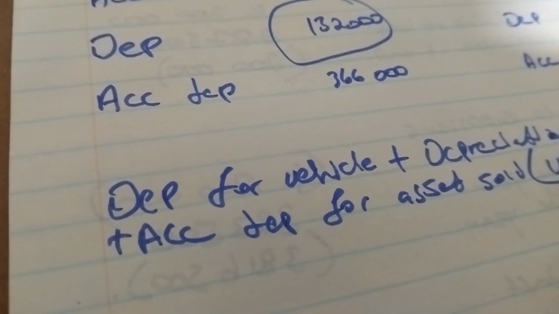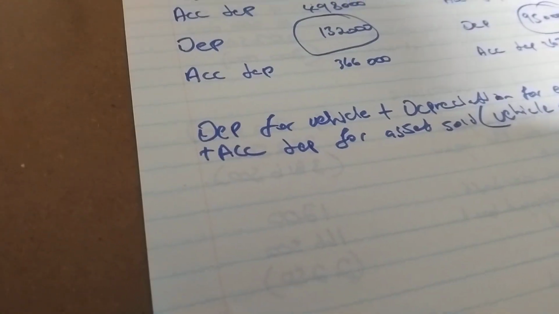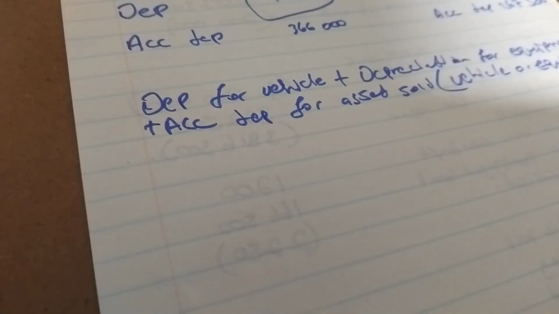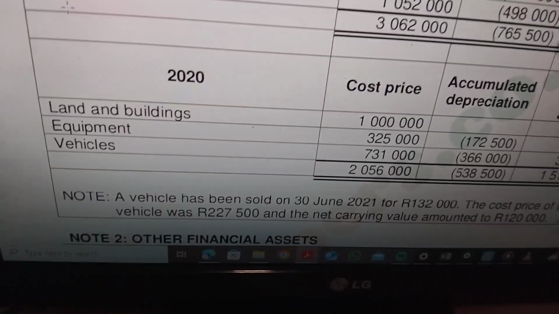So this is what we're going to add. Here we're going to add the depreciation for vehicle, the depreciation for equipment, as well as what? Accumulated depreciation for the assets sold. Let's go and see if we have an asset that we sold.